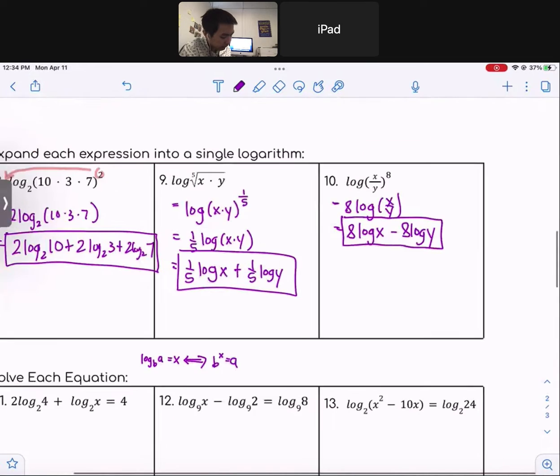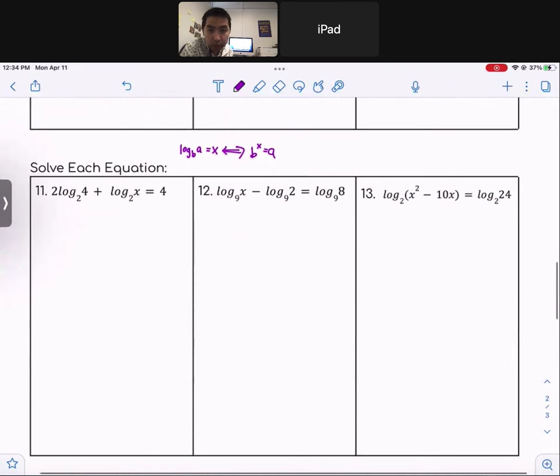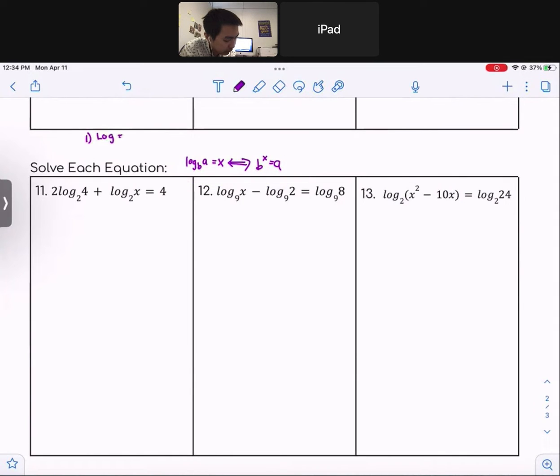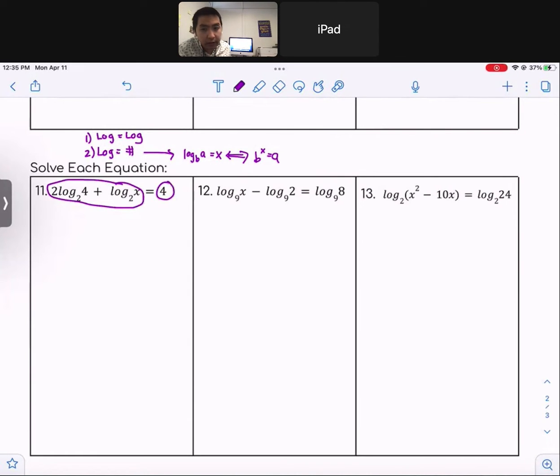Okay. And lastly, we have solving for log equations. So there are 2 scenarios that you guys need to prepare for. You gotta get a log equaling a log. You guys gotta get log equaling a number. And if it is log equaling a number, that means you have to do log form and change it to exponential form. So for number 11, on the left-hand side of the equal sign, I see a bunch of logs. On the right-hand side, I see a number.